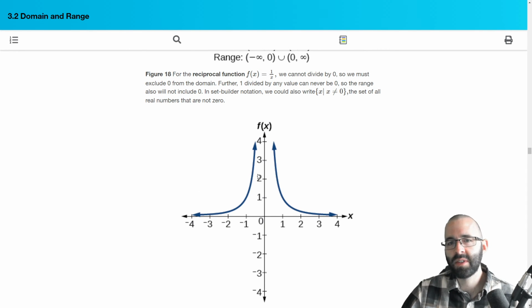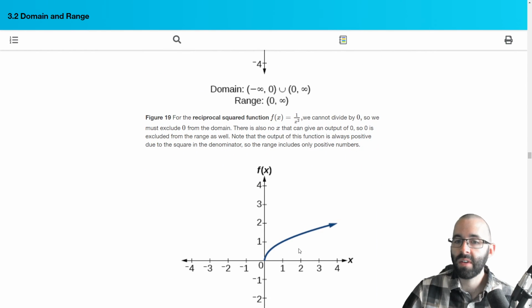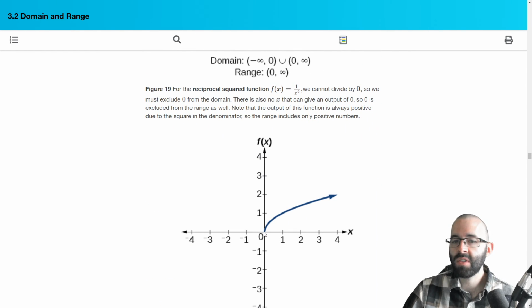Similar for the reciprocal squared function. Any x except for 0 works. This time we don't have any negatives at all for the y's. The y still can't be 0. It also can't be negative. Our y values are only going to be strictly positive numbers, 0 to infinity with a parenthesis. Like so.